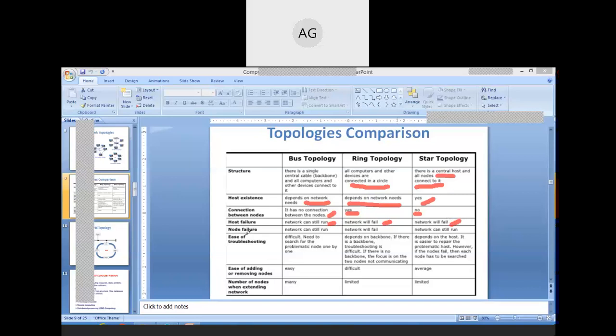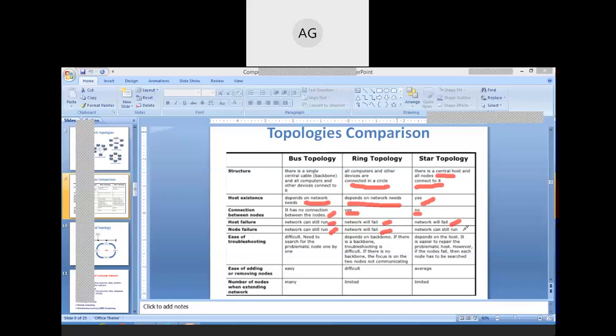In the case of node failure, in the case of bus topology, the network can still run. It does not get affected by the node failure. In the case of ring topology, the network will fail because here it forms a ring, and if any node fails, then the whole ring will not work.